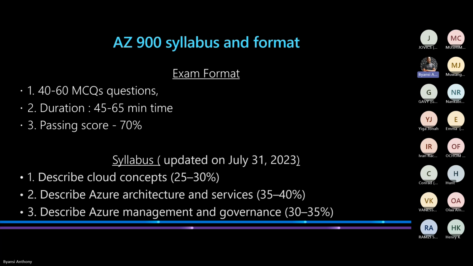But essentially, for the syllabus, you get to describe the cloud concepts. You will never miss that in the certification questions. You get to describe the Azure architecture and services that Microsoft offers, some of the services that we've been looking at. And you get to describe Azure management and governance workflows. For you to pass the exam, you need to have scored 70 and above. And it doesn't take long to finish the exam. It's basically 45 to 65 minutes. It really depends.